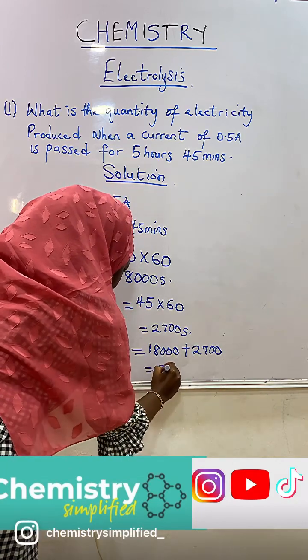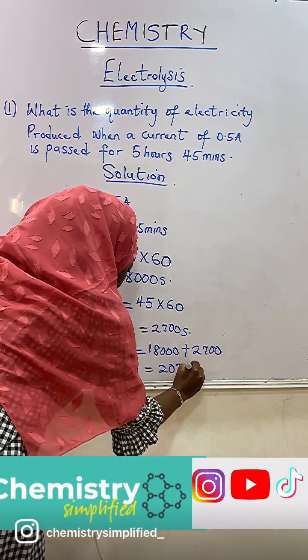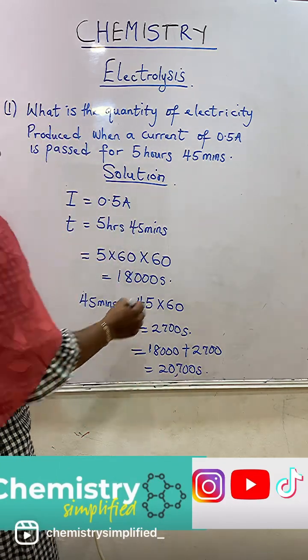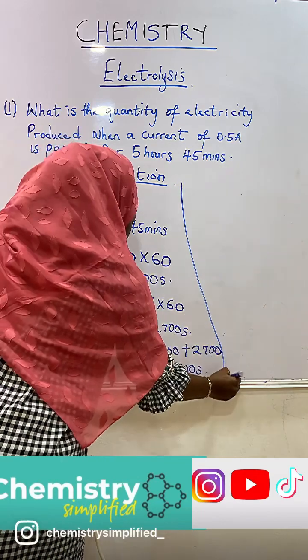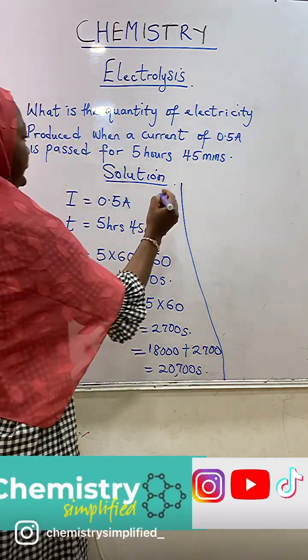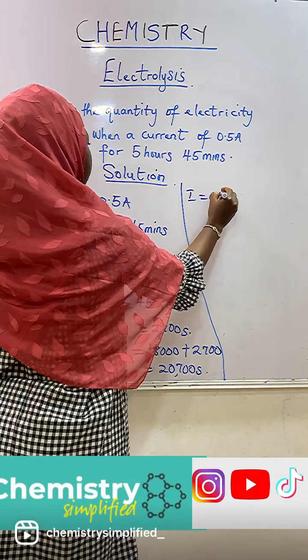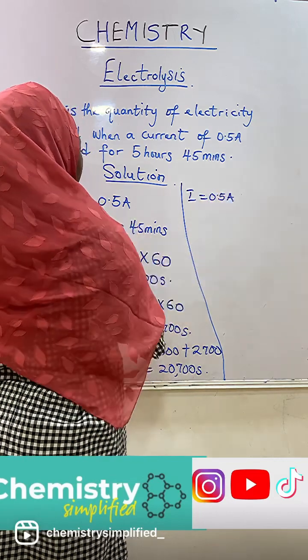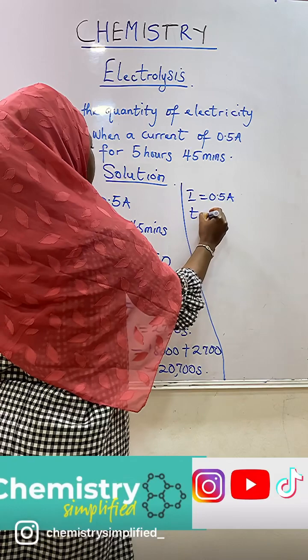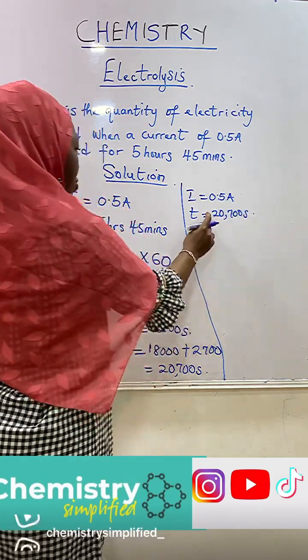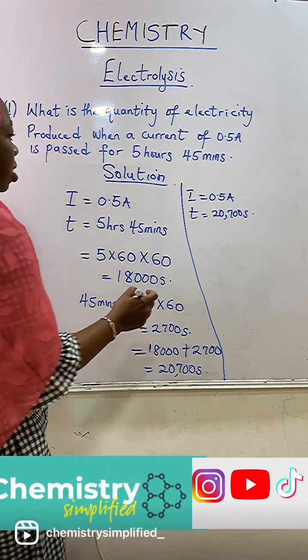20,700 seconds. So let's now go back. Now, let's rewrite our parameters. Our I now equals 0.5 ampere. Our T equals 20,700 seconds. Now, from here, we were asked to calculate Q.